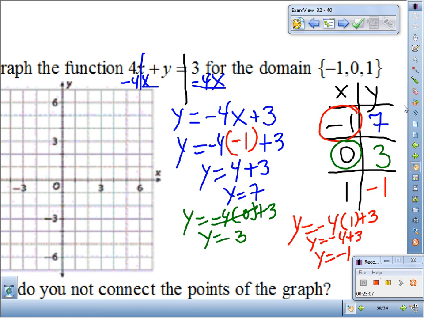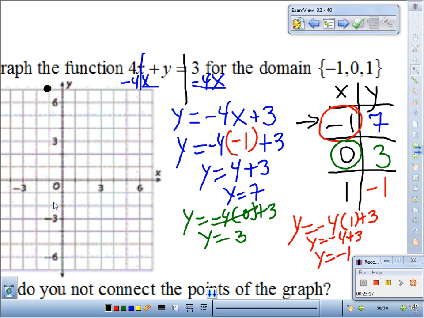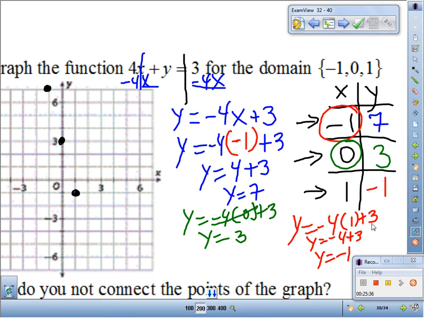Let's see. Negative 1, I'm going to start with this one. Negative 1, 7. Negative 1, 7 up here. Okay? 0, this one, 0, 3. Last one. 1, negative 1. Okay? Next. Are we done?